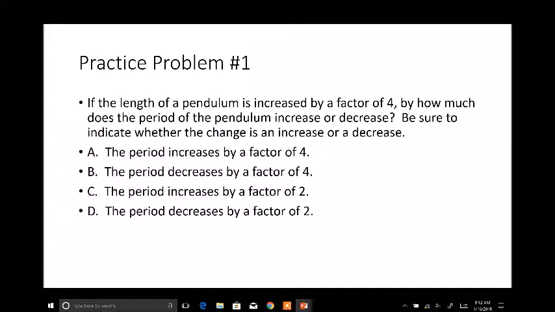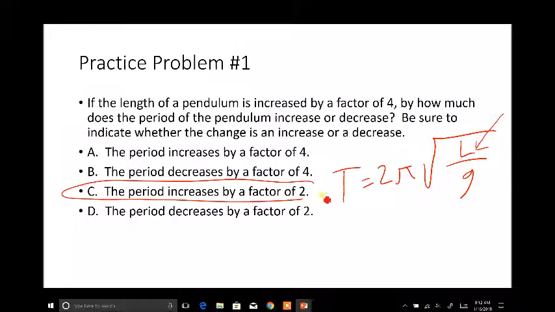When you're working with a simple pendulum, the equation for the period is T equals 2 pi times the square root of L over g, where L is the length of the pendulum and g is the acceleration due to gravity. So we're saying we increase L by a factor of 4. Well, since that's under the radical, we take the square root of 4, and the period is going to increase by a factor of 2. So our answer on this one is going to be C.